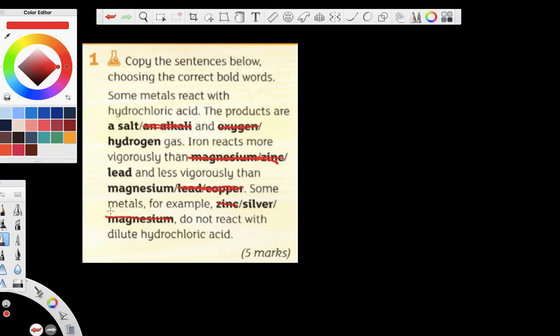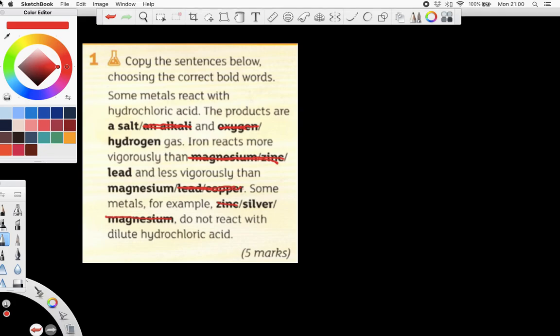So it should have read, some metals react with hydrochloric acid. The products are a salt and hydrogen gas. Iron reacts more vigorously than lead and less vigorously than magnesium. Some metals, for example, silver, do not react with dilute hydrochloric acid.